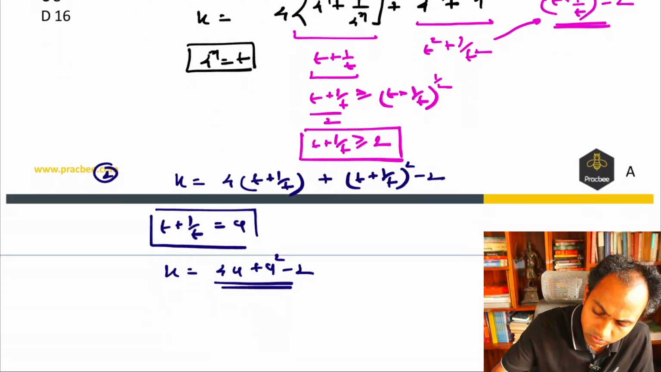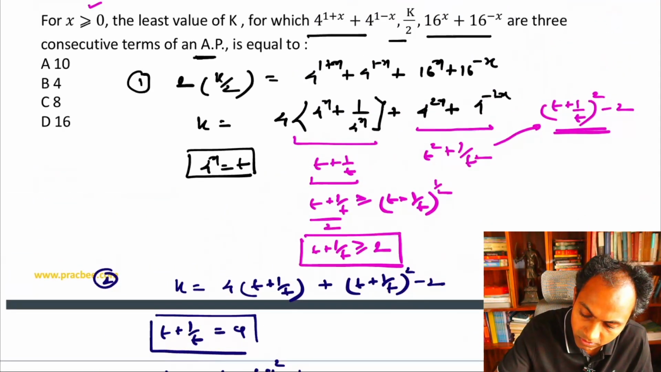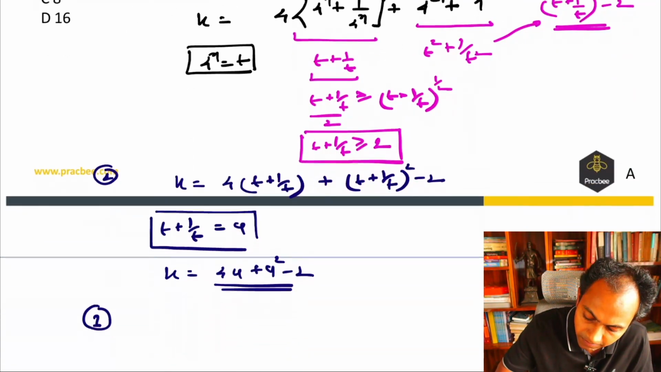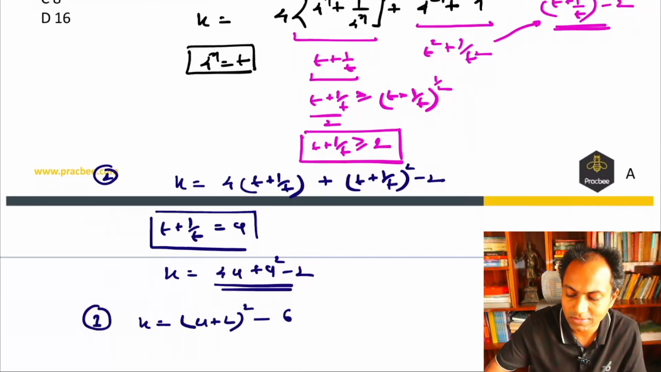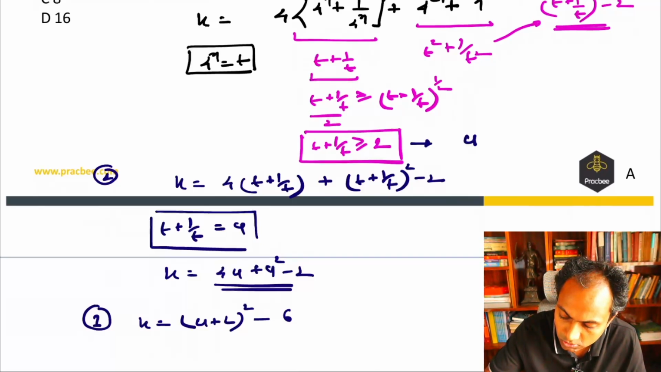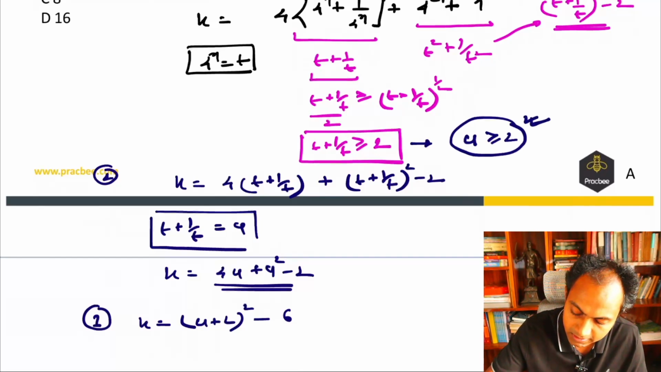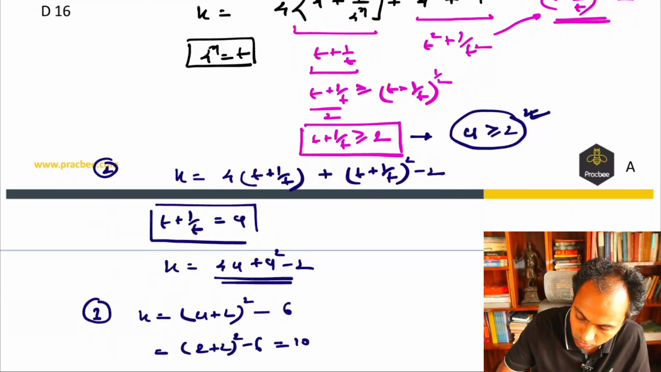And now in order to get the minimum value, what they are asking is the least value of k. Let us make it a perfect square. So this comes out to be u plus 2 whole square minus 6. Now you can see that t plus 1 by t is u only, and the minimum value u can take is 2. If I put it here, this will become 2 plus 2 whole square minus 6. So the answer comes out to be 10.